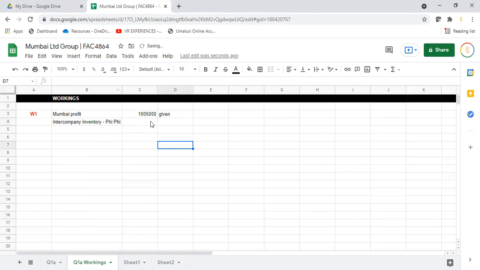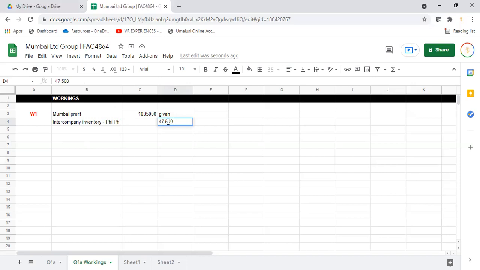So, intercompany inventory. Remember, the inventory on hand at 31 August 2018 is 47,500 Thai baht. But we're not going to remove the full 47,500. We only want to remove the unrealized profit included in the 47,500.